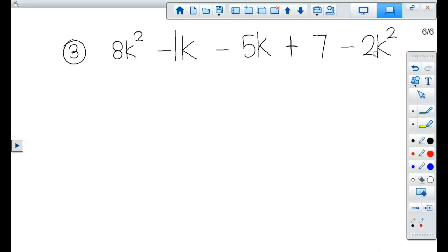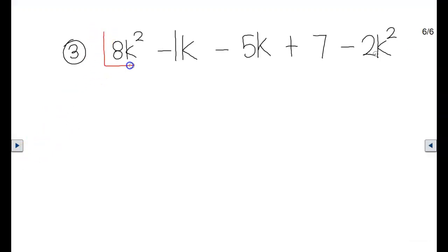Let's see if we can simplify. So I'm going to start out with red, and I'm going to put a box around the very first term. There's no magic to that. I just always start at the beginning. So what is the last name for this term?